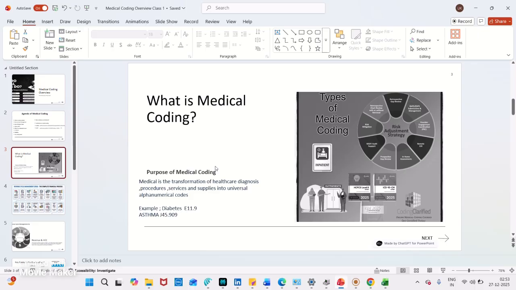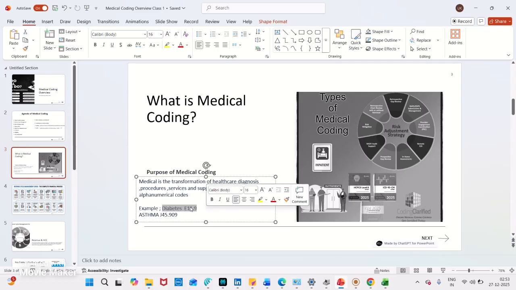Example, diabetes is one of the conditions. What is that code? E11.9. This is an ICD-10-CM code. So the asthma code is J45.909. Whenever a patient visits a hospital or clinic, the doctor documents diagnosis, procedures, and treatments provided.